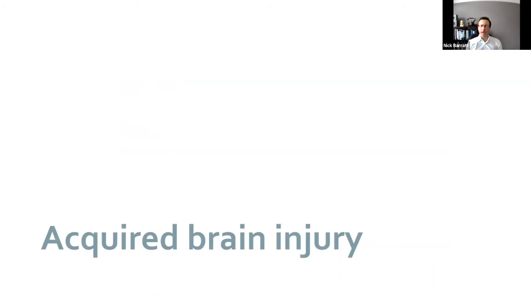So acquired brain injury, as the name suggests, someone is typically developing or can be typically developing, and then they have an accident, in the case of traumatic brain injury, some kind of impact, or their heart stops, there's no oxygen to the brain, and they have a stroke or something like that.